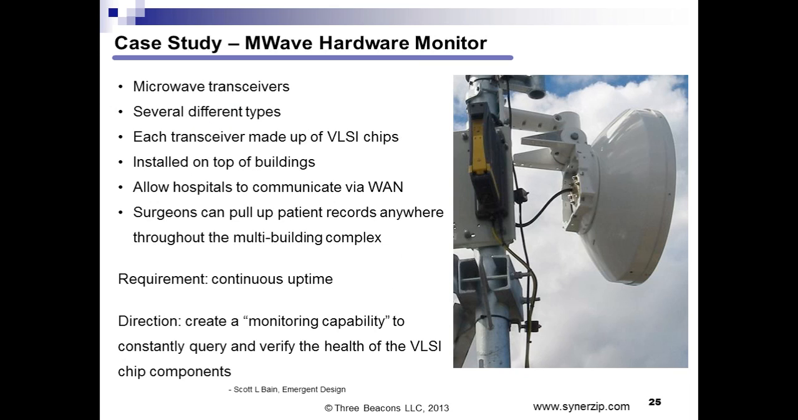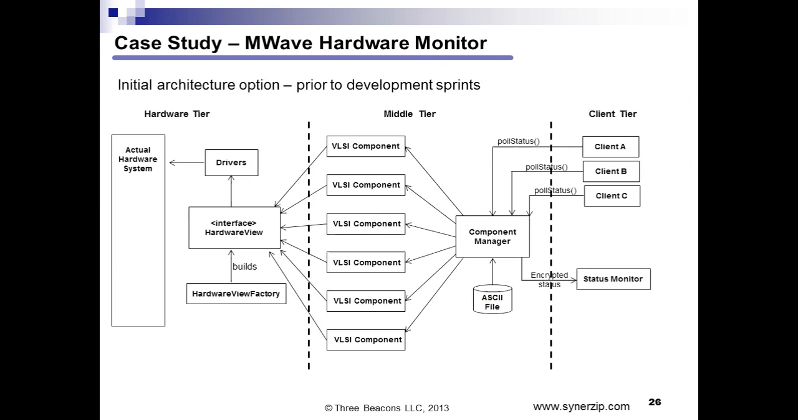And so the direction to the project team was to create a monitoring capability to constantly query and verify the health of the VLSI chip components. And when one of those went out or started reporting trouble, then they could send a technician to replace it, and communication would continue unadulterated. So this is the initial architecture option that was discussed. And as you can see, it has 3 tiers. The leftmost tier is a hardware tier, the middle tier, and then the rightmost tier is the client tier.